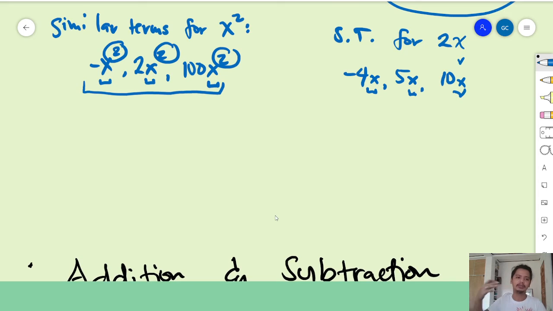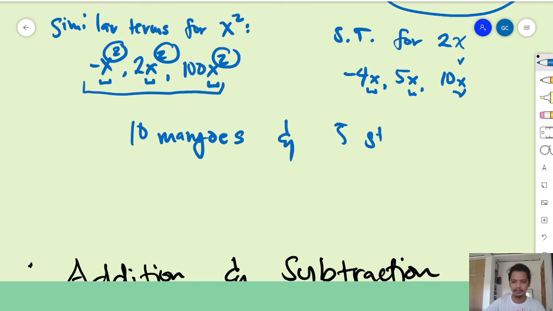Okay? So, bakit ba nabanggit yan? Kung nabasa nyo na actually yung nasa module, may binigay yata ako doon tungkol sa apples and strawberries. Hindi ko sure kung ano yung mismong binigay kong example. Ang binigay ko, mango and strawberry. So, yung sinabi doon, 10 mangoes and 5 strawberries. Ito yung sinasabi natin na pwede nating i-apply yung similar term.